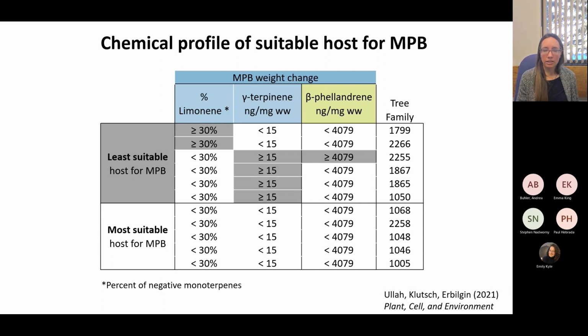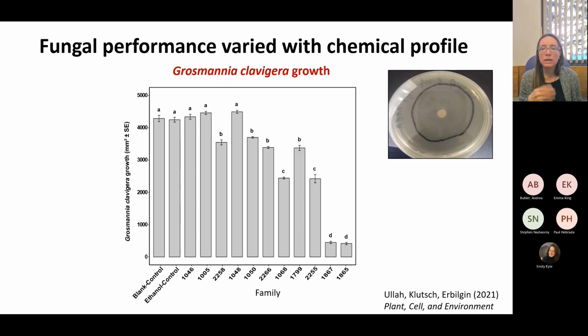So we can start looking at some families are less suitable and some families that the province has in these progeny trials are more suitable. But he also ran some fungal bioassays too, same kind of deal. The fungi, the blue stain fungus that beetles bring with it, was grown on media that we put the different chemical profiles in based on that first heat map slide. And he found that different families showed different growth of Grossmannia clavigera, this blue stain fungus.